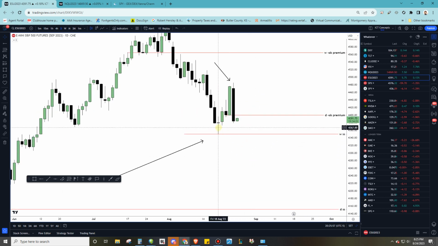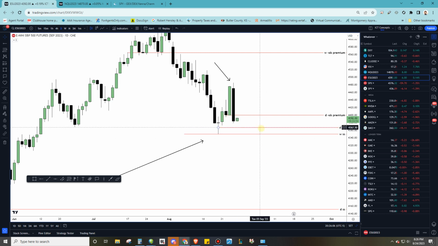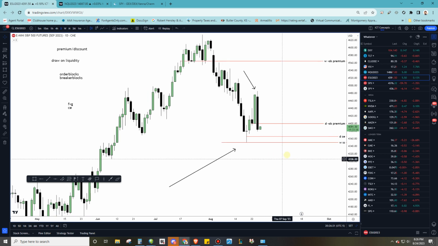You have a consequent encroachment right here on this daily wick. So we'll just mark it daily CE. I don't really care about it too much just because I'm already targeting 43.50, but I'm going to use it there and see if we do print maybe a double bottom here or something like that. Then I'll know next time, if there's consequent encroachment here, that's going to act as extra support.